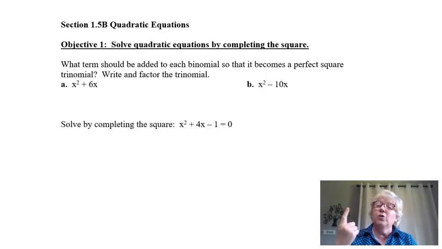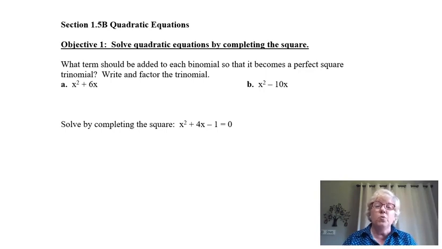If you have a polynomial that has a perfect square component, you can use the square root method. But what if neither of those conditions is there? Then you have to resort to something like completing the square or the quadratic formula. Let's look at completing the square first.